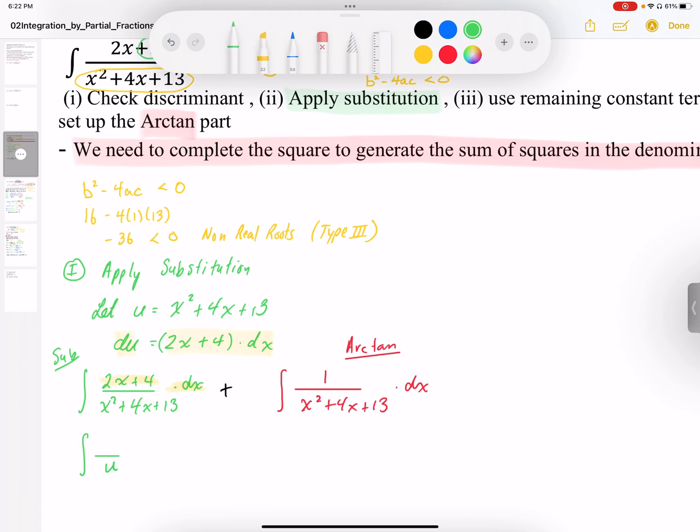So then my du goes into my expression. So that du is replacing that 2x plus 4 dx. And now I have an integral which I can do, which I applied substitution to, and I can undo that integral. And I have another leftover piece here. And this leftover piece can be done with arctan. And the reason is because now I can express this as a sum of squares.